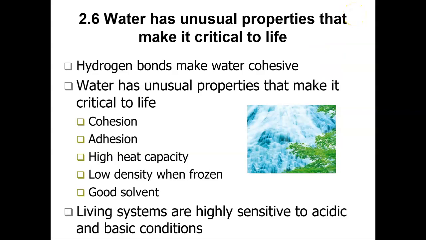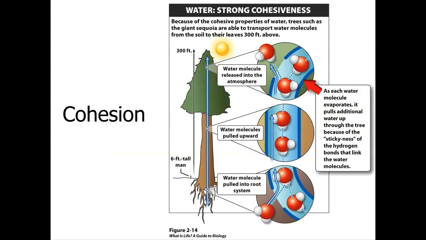You also have what's referred to as a high heat capacity. You're going to have low density when frozen. It's going to be a universal solvent, so it dissolves most things. And you're going to find it in almost all living things. They're going to be very sensitive to this, and it's going to help with acidic and basic conditions. So first, let's go over cohesion again.